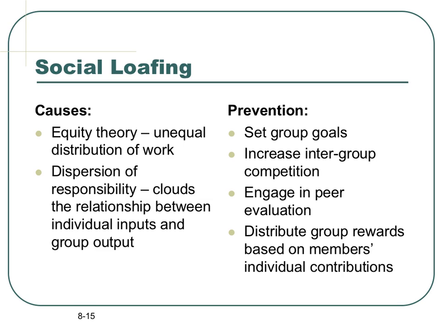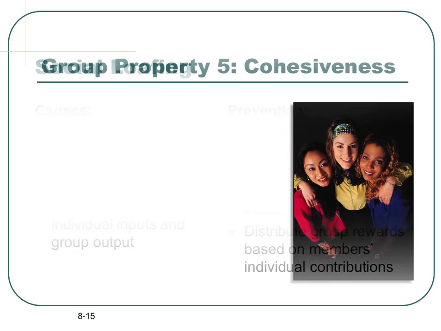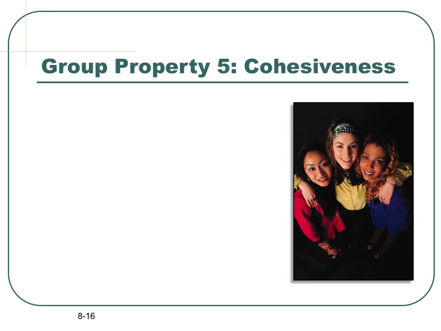Many of the causes of social loafing arise from the individual feeling that his or her effort will not matter to the group. So these are the causes and the prevention of social loafing. The next group property is cohesiveness.